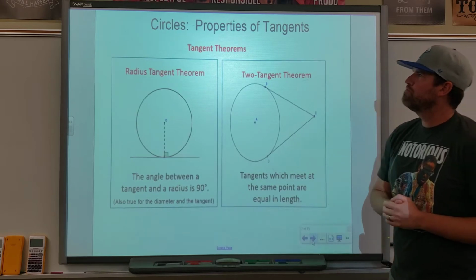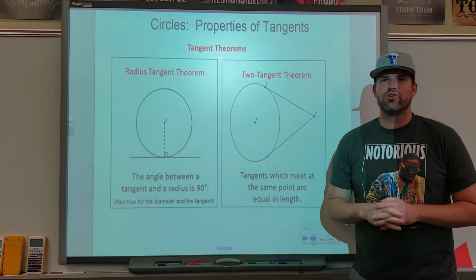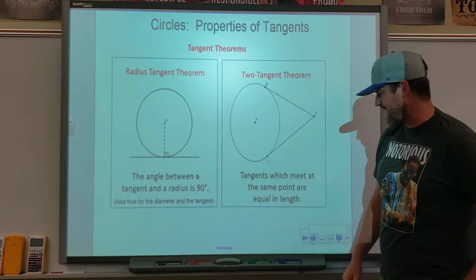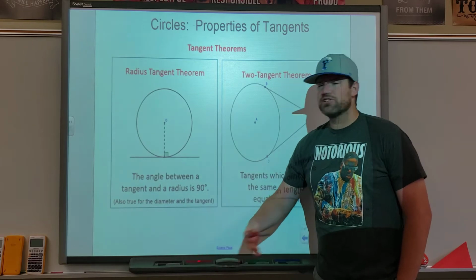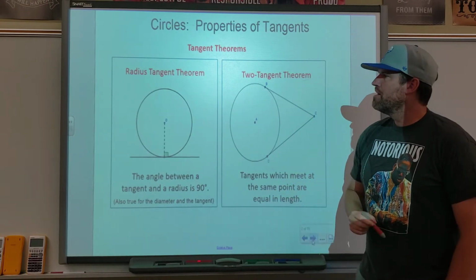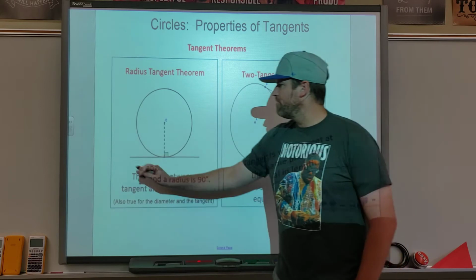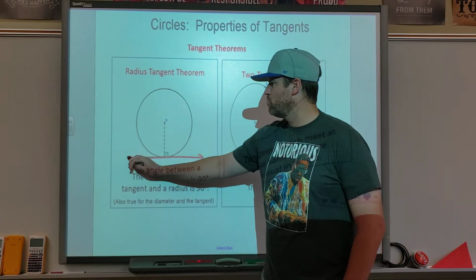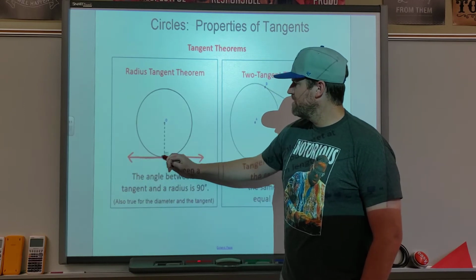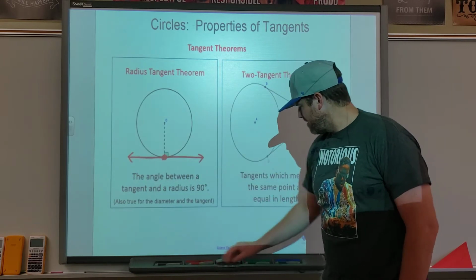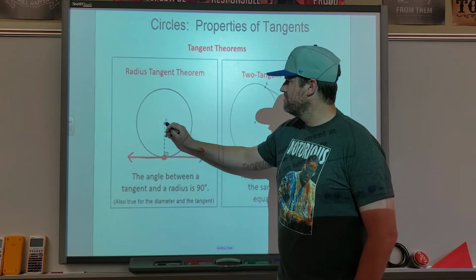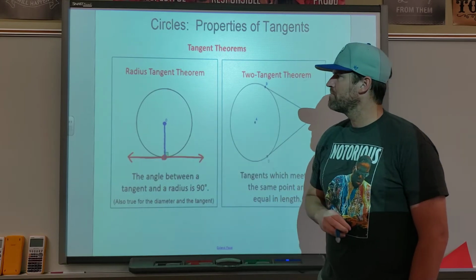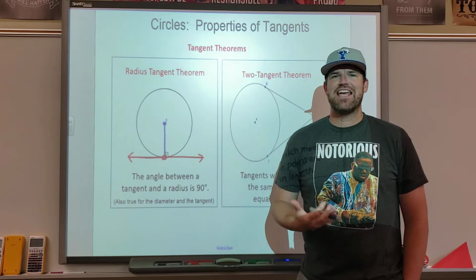All right, there are two main properties that we're going to cover in IM2 about tangents. The first one is the radius tangent theorem. I don't expect you to remember that fancy name for it, but what we do expect you to know is that if we have a tangent line, this is a tangent line because it's touching the circle in that one spot. If we then draw a radius that goes from the center of the circle to that point of tangency, we always get a right angle.